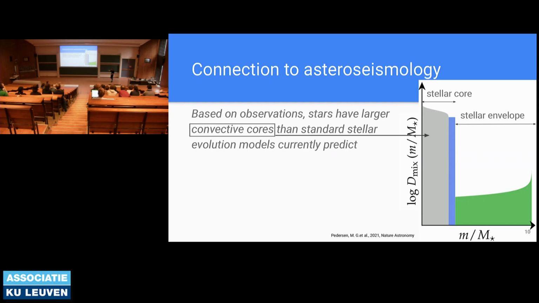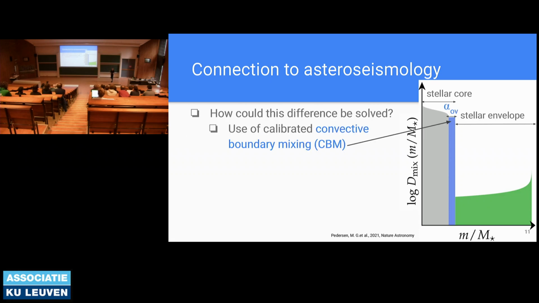So if you look here, this area is the stellar core, this gray area. The blue area is the transition area, and then this is the stellar envelope. And what we've done is look at how we can solve this difference. So we make use of calibrated convective boundary mixing, which happens over here. In our case, we use the most simple way of convective boundary mixing, which is step overshoot, where we basically just extend the convective core by a certain amount, which is controlled by this parameter alpha.